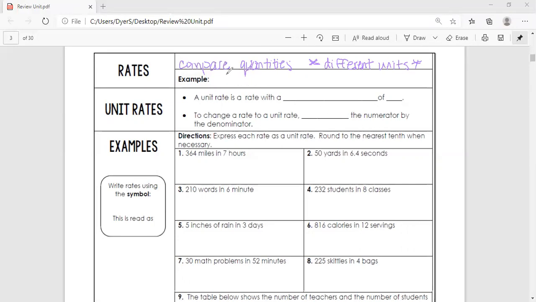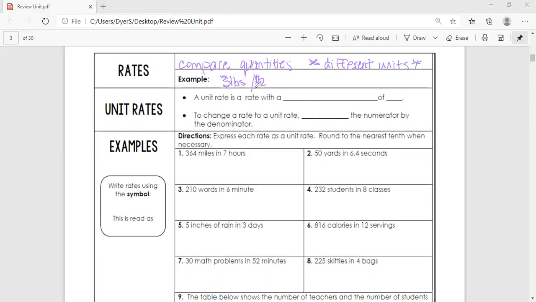Okay, so if we went to buy apples, we might be able to buy 3 pounds for $2. That's a rate. The quantity here is pounds, and the quantity here is money.